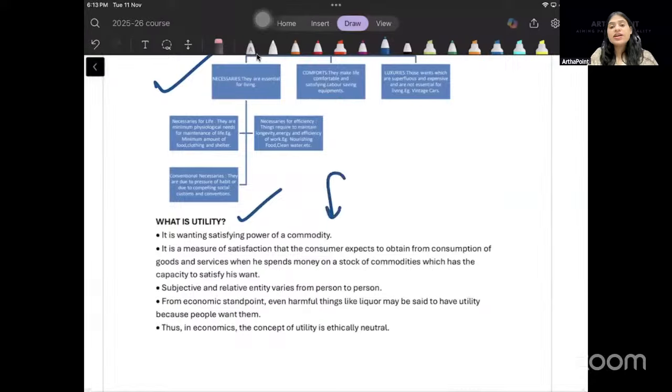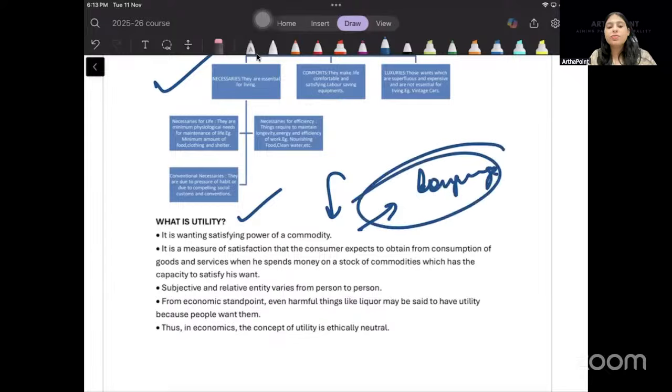Utility is the want satisfying power of the commodity in very simple language. That means utility is the satisfaction we get from the commodity. When we consume any commodity, it makes us happy. That happiness we get from the commodity. Or sometimes it can make us sad also. In Delhi, you go out, the air quality is so bad that it can make you sad. So instead of getting positive utility, you're getting negative utility. So the satisfaction you get, whether negative or positive, from any commodity, that is utility.